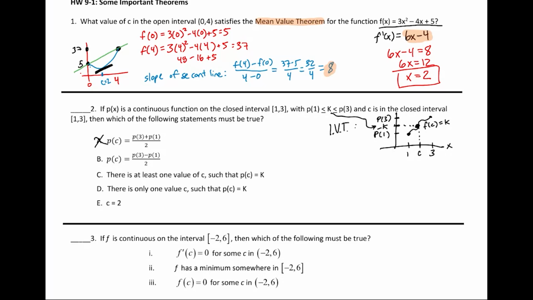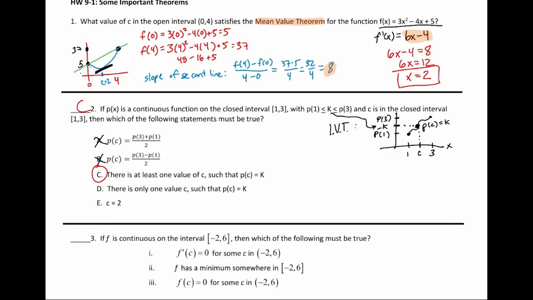Okay, B says p of c equals p of 3 minus p of 1, the difference, and then divide by 2. Same thing. That's not really what the intermediate value theorem is talking about. C says there is at least one value c such that p of c equals k. And I wrote this as f. I should have written it as p. But that is exactly what the intermediate value theorem says. So our answer is going to be C.